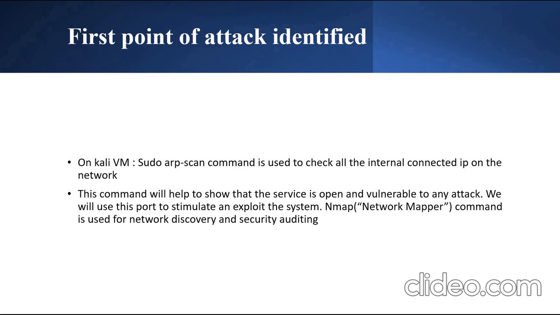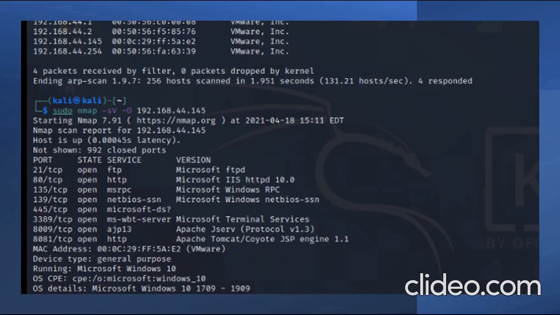Nmap. The nmap command is used for network discovery and security testing. So this is what we do. Here we run sudo nmap -sV 192.168.4.15. In this one we got all the ports that are open, what services are working on them, and all the versions: Microsoft FTPD, Apache, Apache Tomcat, and all that.